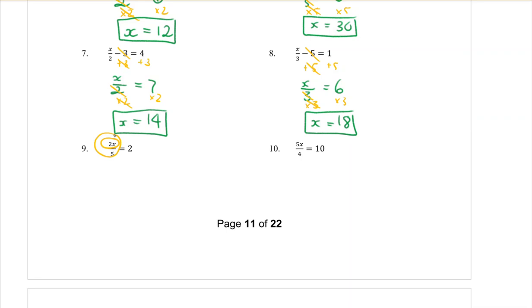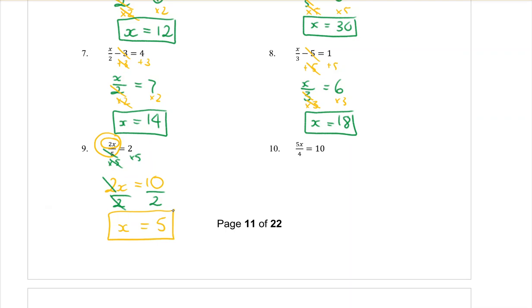So to do it in the reverse order, I have to get rid of that 5 first. So I need to multiply by 5. Because remember the line means divide, multiply by 5. That leaves 2x, and 2 times 5 is 10. Then the 2x, they're multiplied, so I have to divide by 2. The x is by itself. 10 divided by 2 is 5.